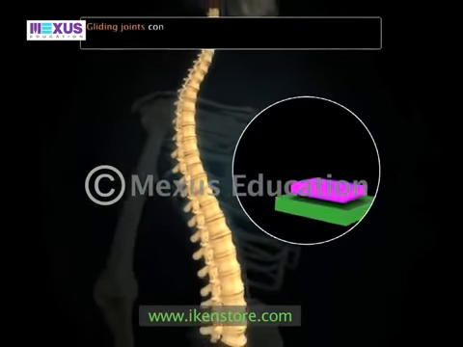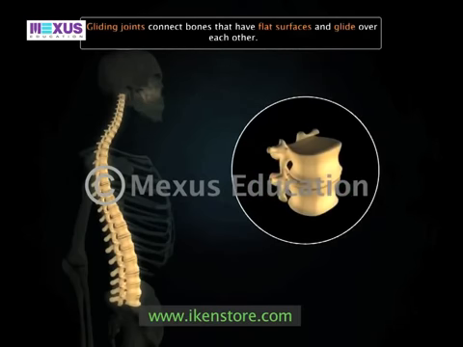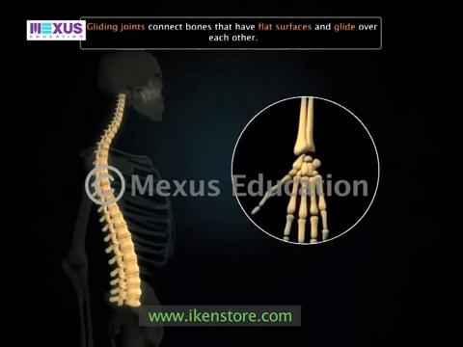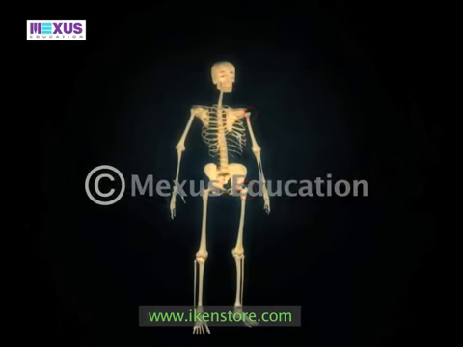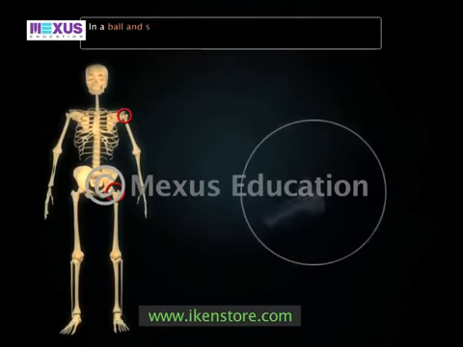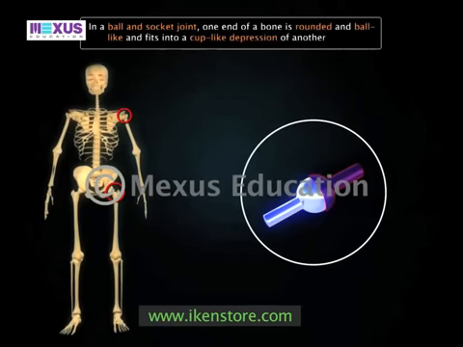Gliding joints connect bones that have flat surfaces and glide over each other. The intervertebral discs in the spinal column are gliding joints. Gliding joints are also found in the wrist and ankles. In the case of the ball and socket joint, one end of a bone is rounded and ball-like and fits into a cup-like depression of another bone. Such joints allow for movement in various directions.